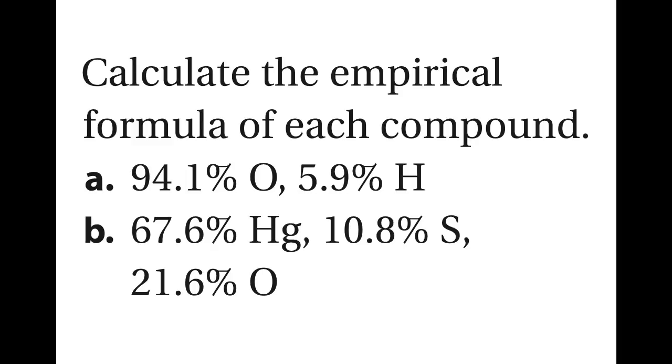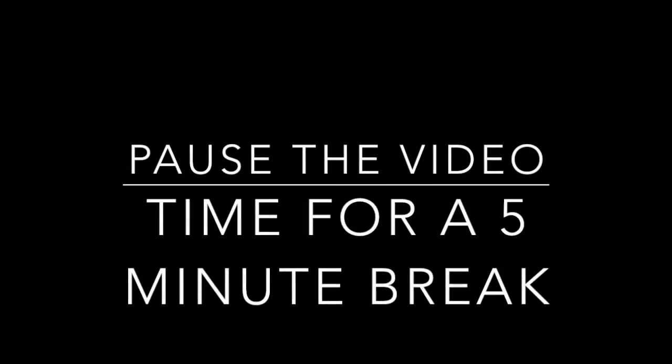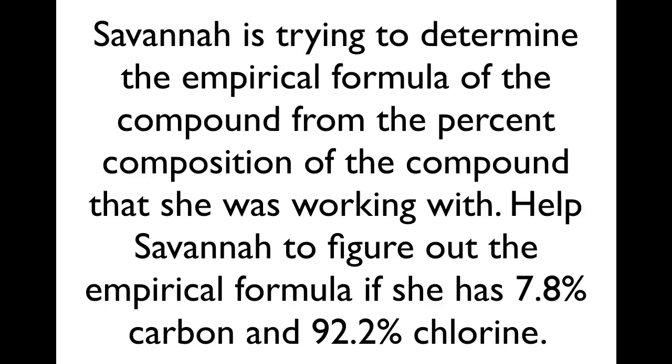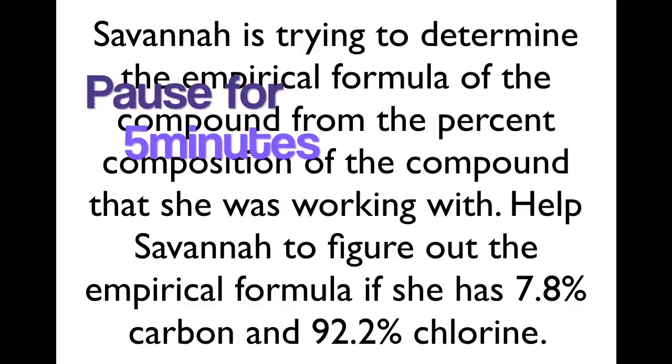So let's look at an example of something that you'll see when it comes to a word problem and you're trying to find an empirical formula. Savannah is trying to determine the empirical formula of the compound from the percent composition of the compound that she was working with. I know that's pretty vague, but she's just working on secretive stuff, right? So help Savannah to figure out the empirical formula if she has 7.8% carbon and 92.2% chlorine. So I'm going to ask the teacher again to pause this video for maybe a quick 5 minutes or so and allow you guys to work on this with your partner.